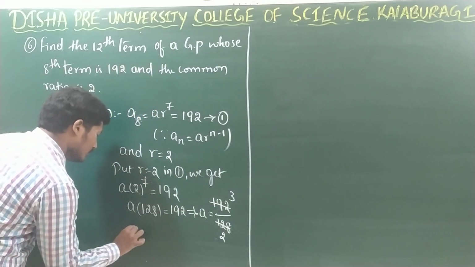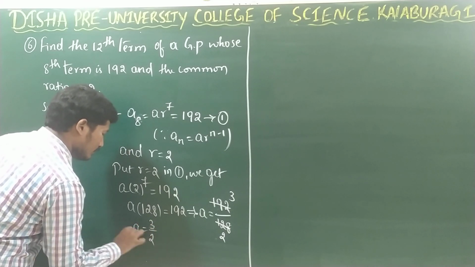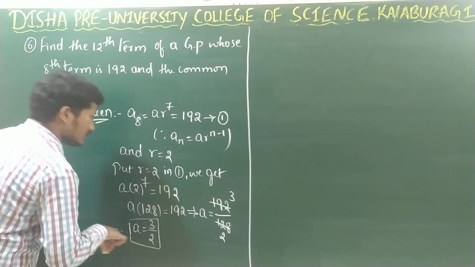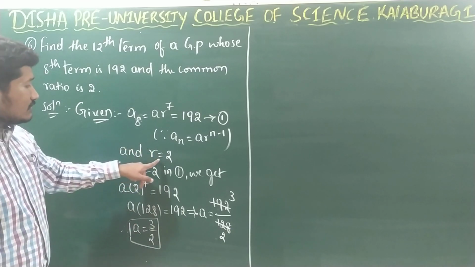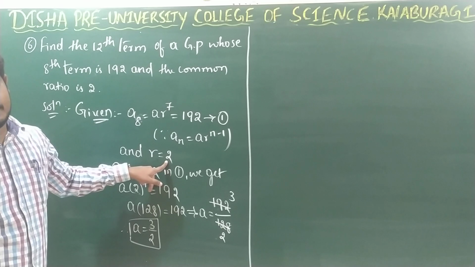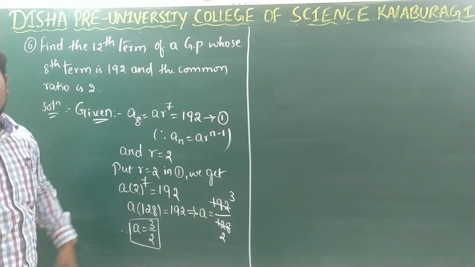So therefore the value of a is equal to, what did we get? 3 divided by 2. So this is the value of a, and this is the value of r we are given. So we also know the value of n. So let us calculate the 12th term.